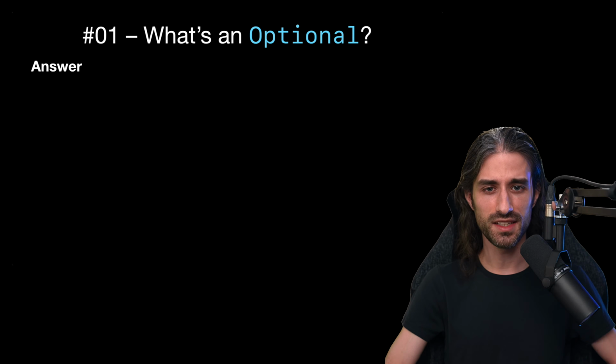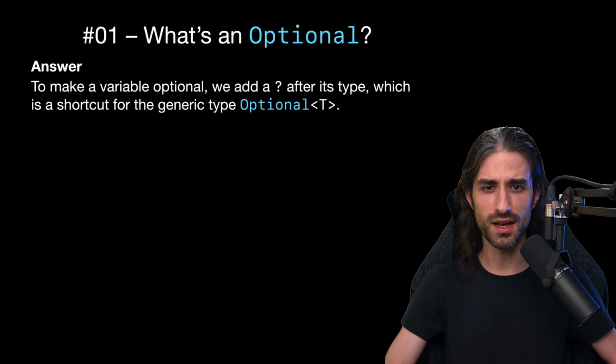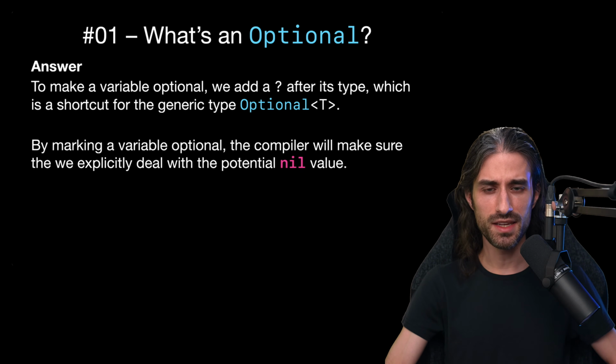We can start by stating that to make a variable be an optional, we add a question mark to the type of the variable, which is nothing more than a shortcut for using the generic type Optional<T>. And by making a variable optional, the compiler will actually make sure that we explicitly deal with the potential nil value. This is the big advantage of optional. It offers a type-safe approach to dealing with values that can potentially be nil.